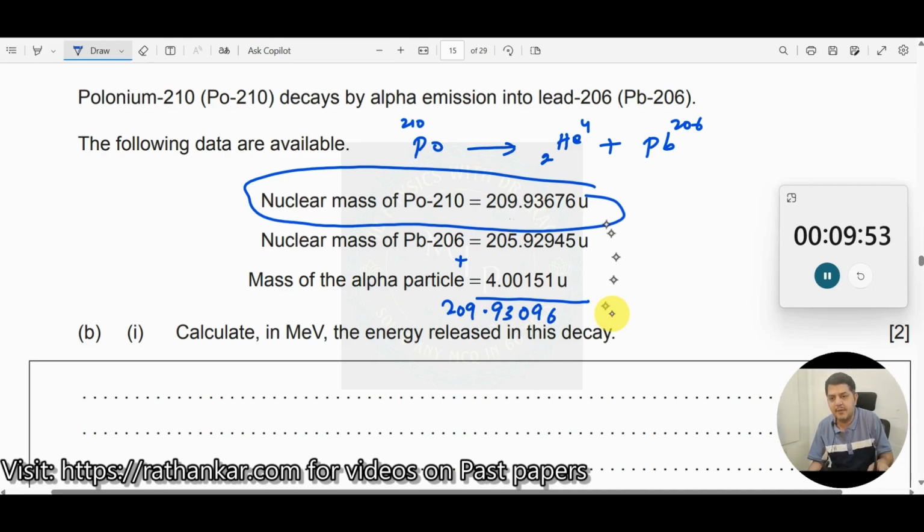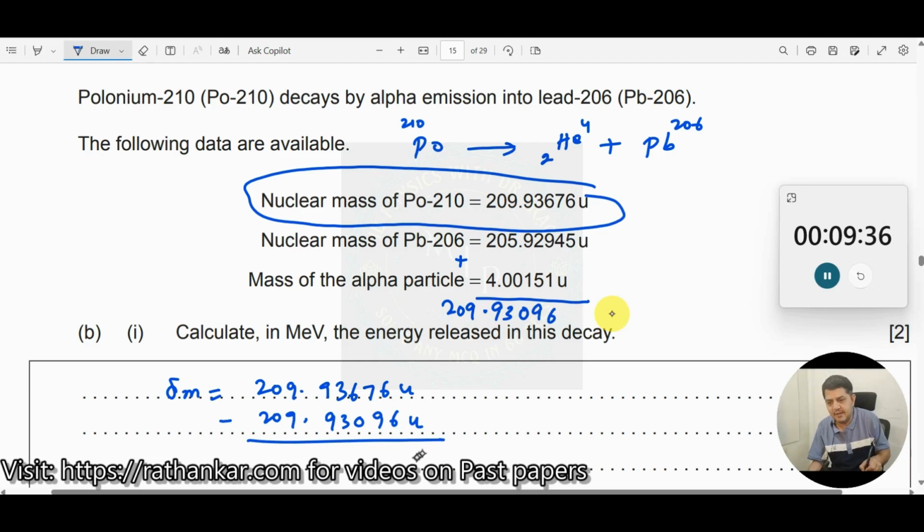Now let me subtract one from the other. So delta M, which you get as the mass defect, would be 209.93676 U minus 209.93096 U.